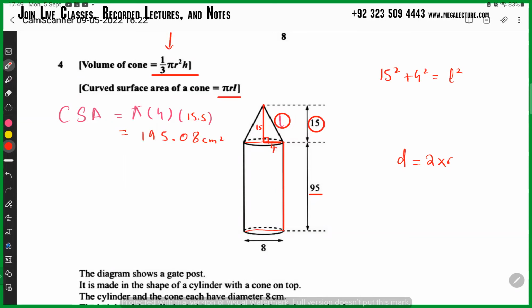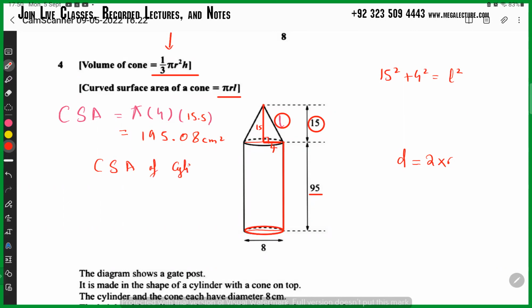Okay. Can you guys figure out the curved surface area for the cylinder? How do we find the curved surface area for the cylinder? Think about it logically. Imagine this outer boundary of the circle and then multiply it by the height of the cylinder, right? How do we find the outer boundary of any cylinder? Curved surface area of cylinder.